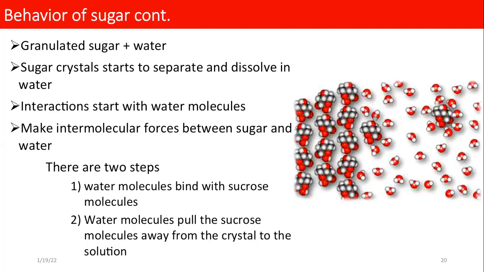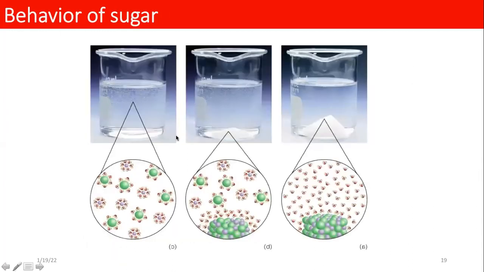So the water molecules are there. Then, as a result of the force made by the water molecules, more sucrose molecules will be dissolved. Water molecules pull the sucrose molecules away from the crystal into the solution, right? As a result of these two steps, sugar molecules react with water and make bonds with water easily, right? So therefore, you can get this type of sugar solution, right? You can see sucrose molecules react with water molecules.